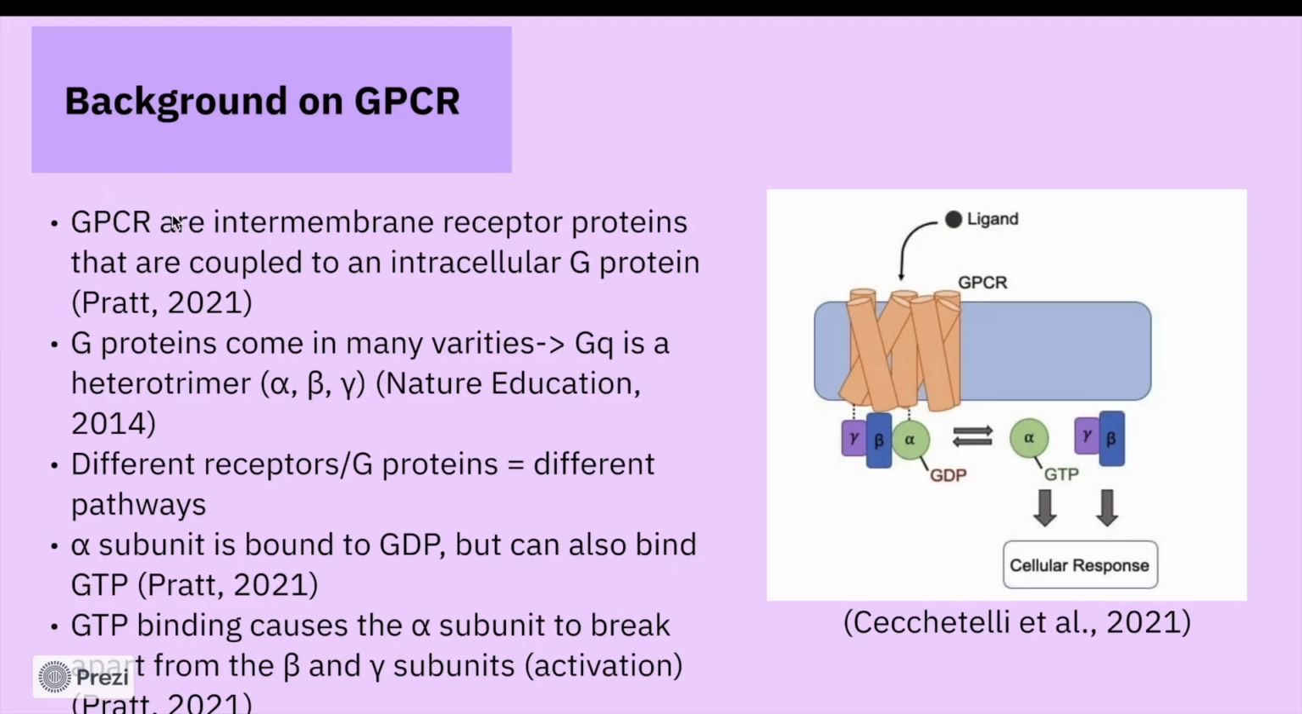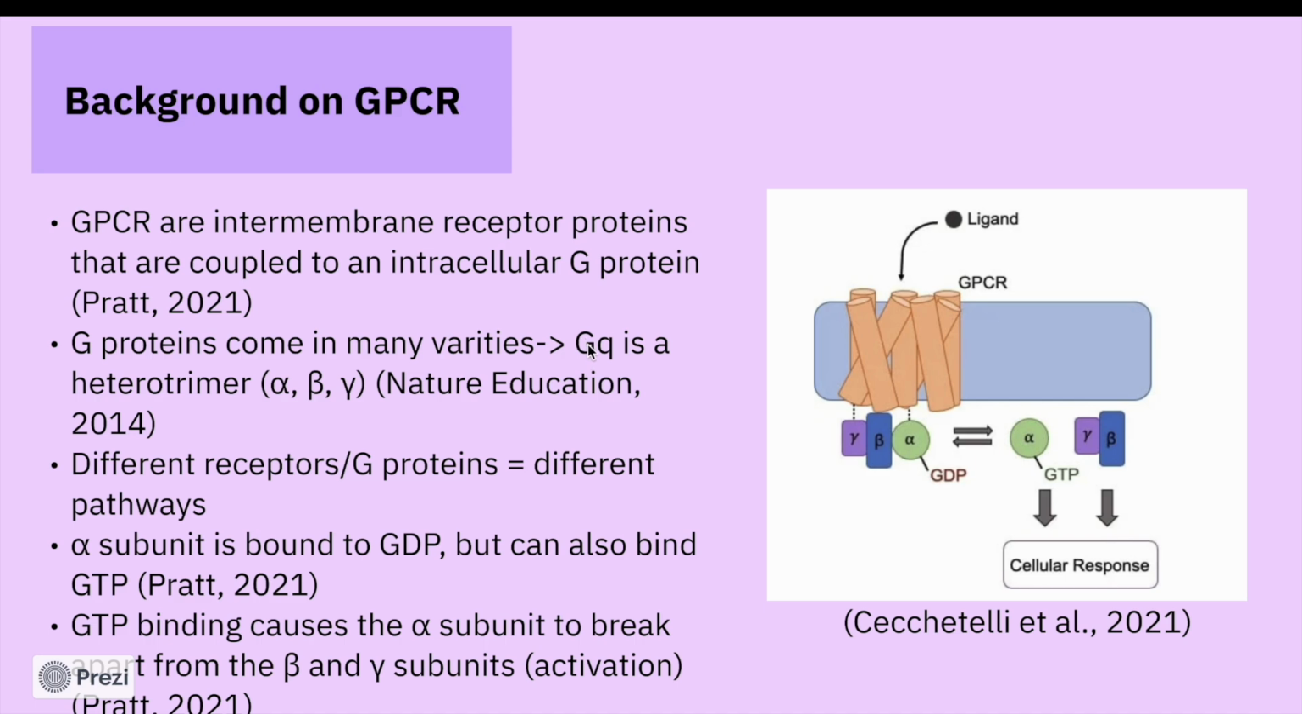G-protein coupled receptors are intermembrane receptor proteins that are coupled to an intracellular G-protein, and they're usually made up of 7 alpha helices that are in the membrane. These G-proteins come in many varieties. They're not just one type. And all the different varieties are going to create different signals in the cell.